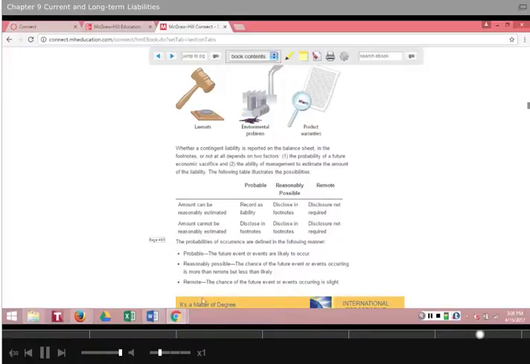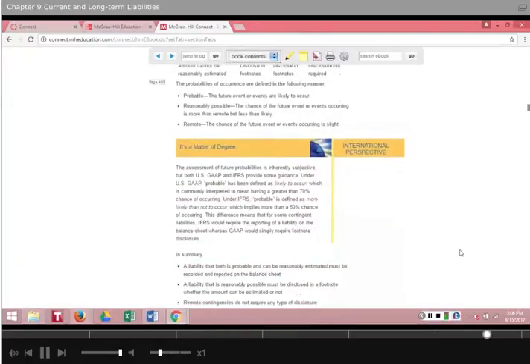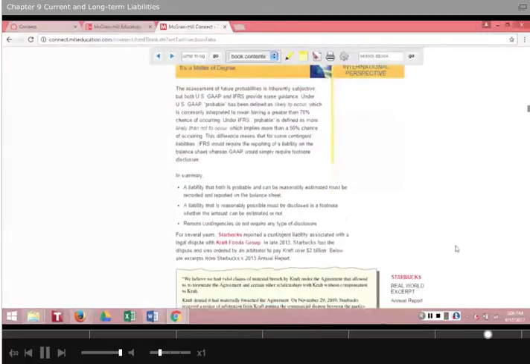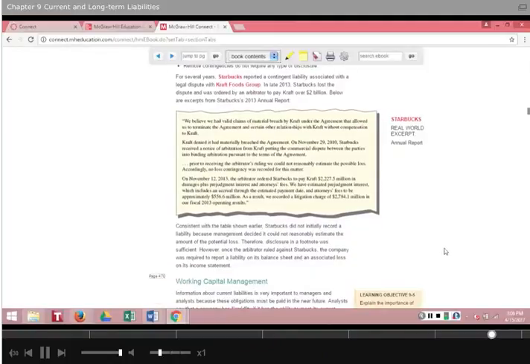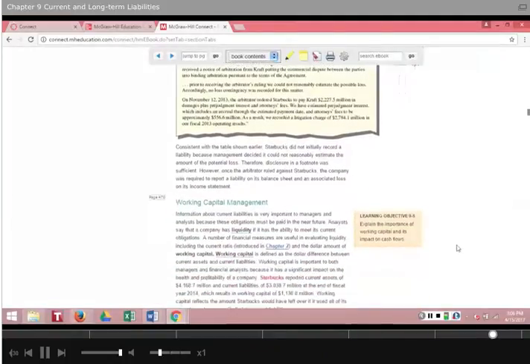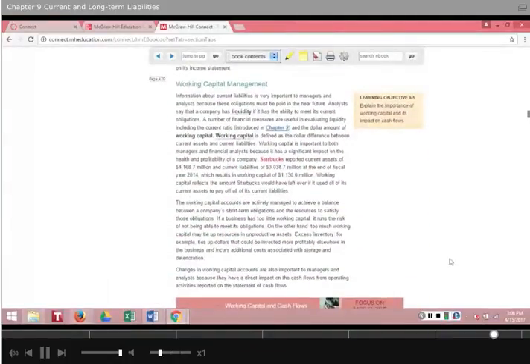So remote says the chance of the future event or events occurring is slight. Probable means it's likely to occur. And reasonably possible, maybe not, about a 50-50 chance. So when they talk about the degree, they do give you certain percentages and standards that you can use. At this time, I'm not really worried that you know those standards.